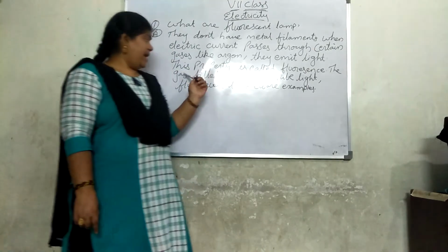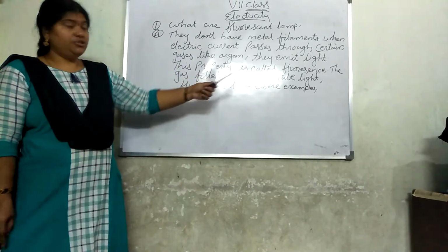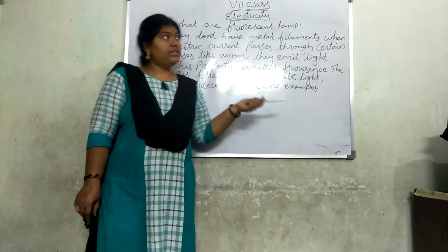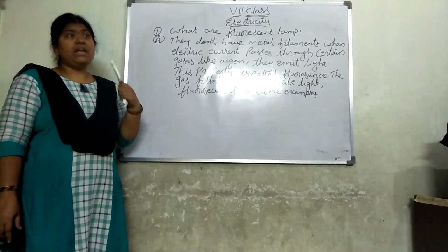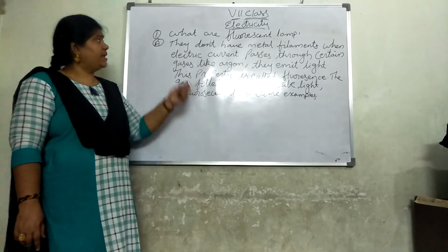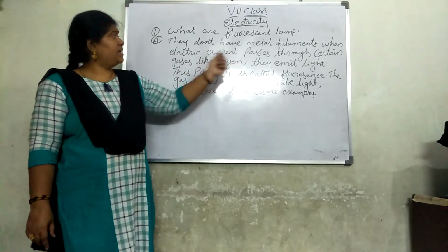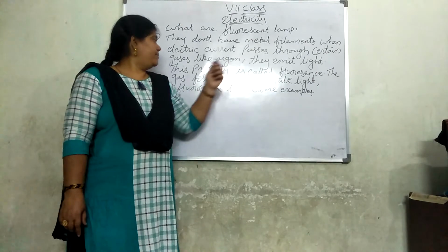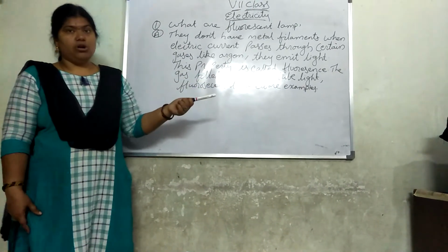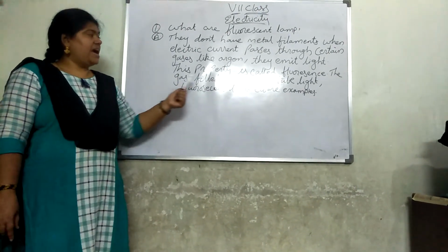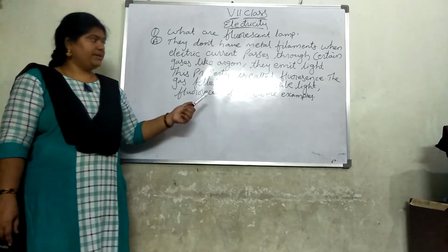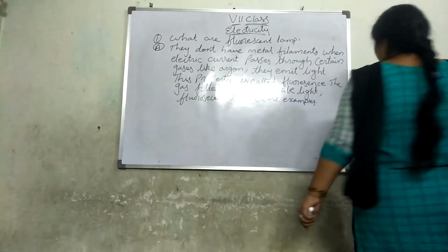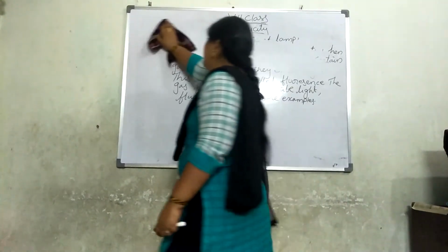The gas filled lamps like tube lights, fluorescent bulbs, etc. are examples. What is fluorescent lamp? They do not have metal filaments. When electric current passes through certain gases like argon, they emit light. This property is called fluorescence. And the gas filled lamps like tube lights, fluorescent bulbs, etc. are examples. Okay, next one. What is a fuse we are going to see, which is very, very important.